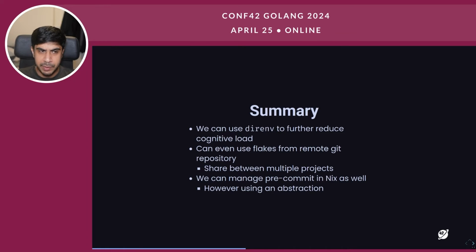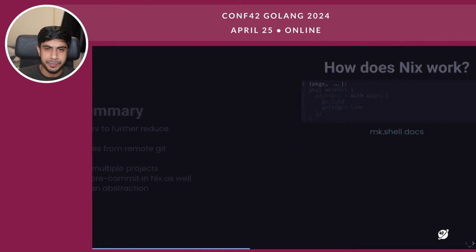To summarize this bit, what we've done: we can use direnv to further reduce cognitive load on our developers. We can use flakes from remote Git repositories and share them between multiple projects if we want. We can also manage pre-commit in Nix. Just something to note is that pre-commit is usually managed using a YAML file, and now we're using Nix, and some people do have an issue with abstracting away from the original way we configure a tool. I don't mind it, but perhaps just something to consider.